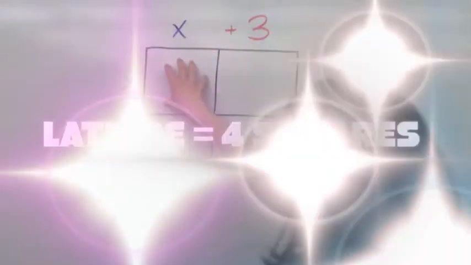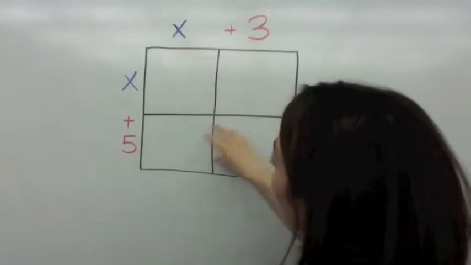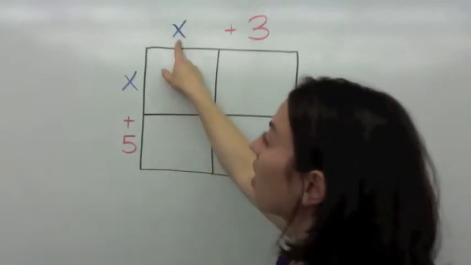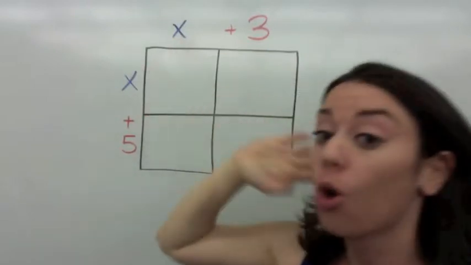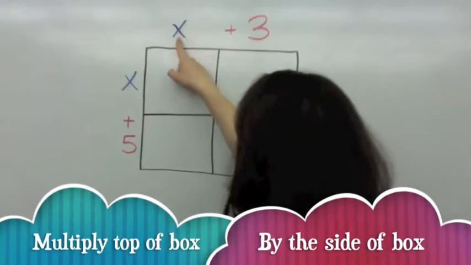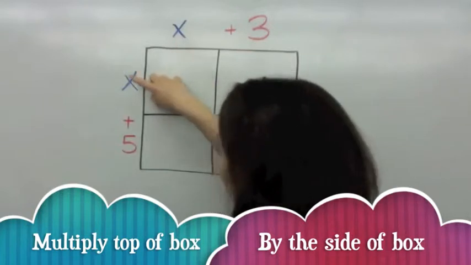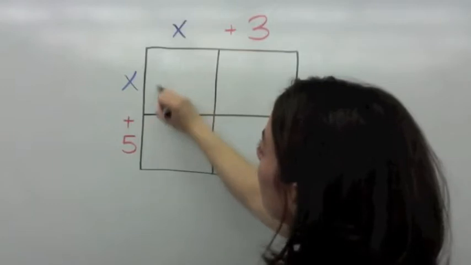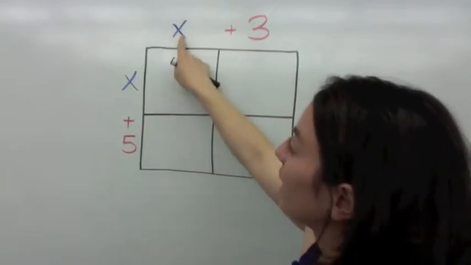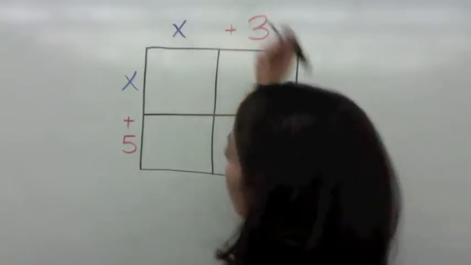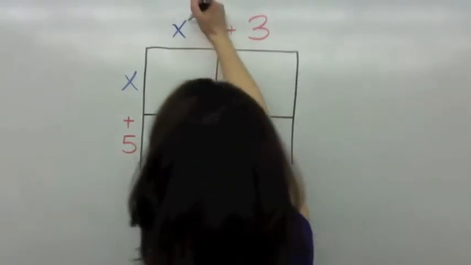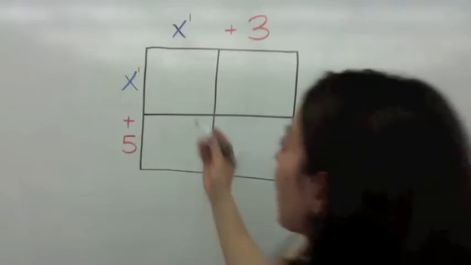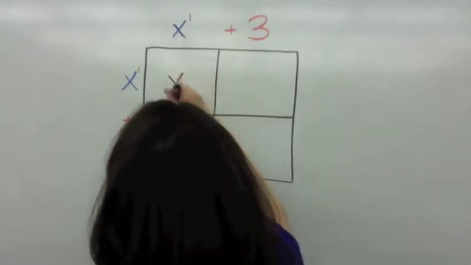Now, if you look at each box, you're going to multiply what is on top of the box by what is on the side of the box. In this square here, we're going to multiply x times x. Now, you know that there's an invisible 1. And what is x times x? It is x to the power of 2, which is x squared.